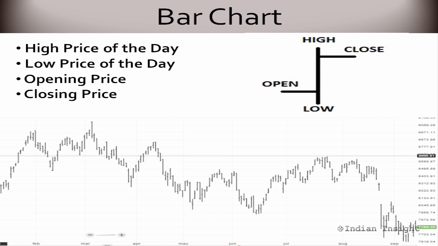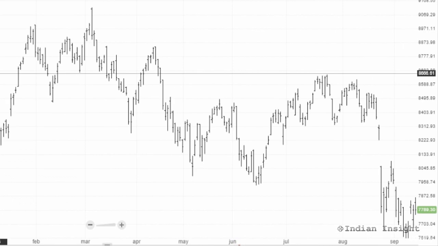The single biggest appeal of this chart is that you can immediately get a sense of the nature of the day's trading. So for example, a short bar indicates little price movement during the day, that is, the high price, low price, and the close price were near the opening price. Similarly, a long bar would indicate a wide divergence between the high and the low of the day.